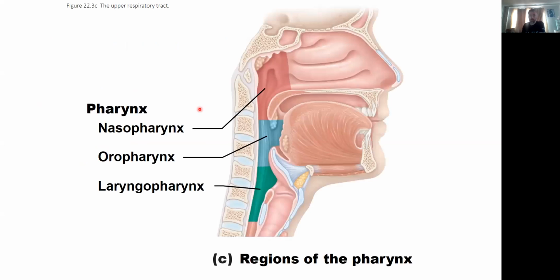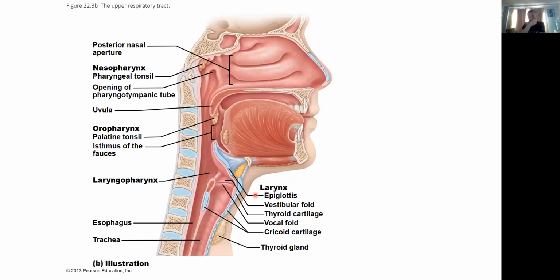So if we look at just the pharynx here, we can see it divided up into these three sections: the nasopharynx, the oropharynx, and the laryngopharynx. Now, if we add a bunch of new stuff on there, we have a couple of different passageways into the pharynx from different cavities. So, for example, here we have the posterior nasal aperture, right between the nasal cavity and the nasopharynx.